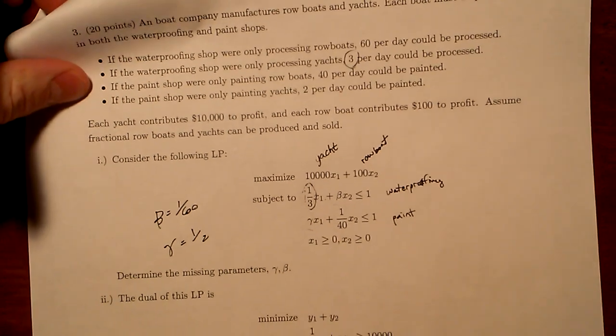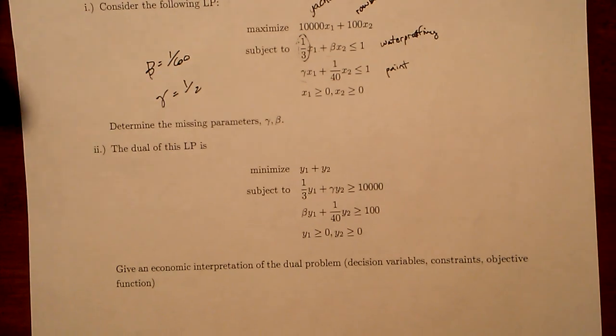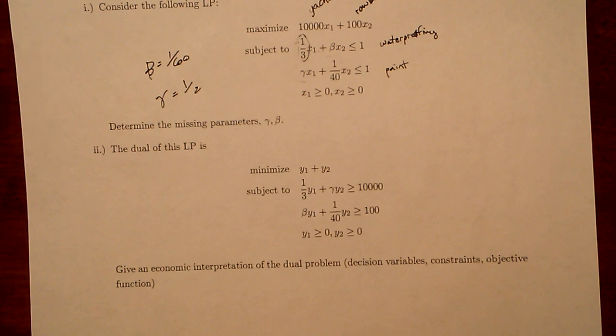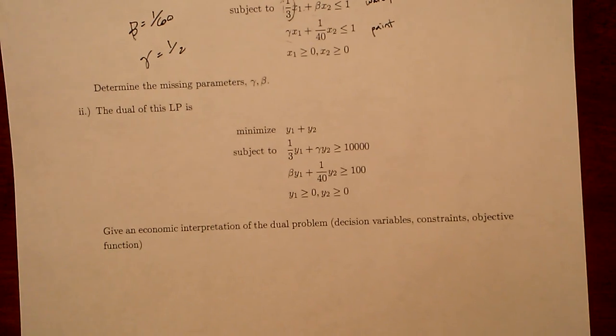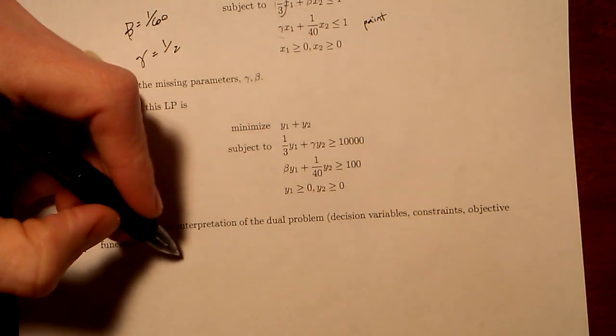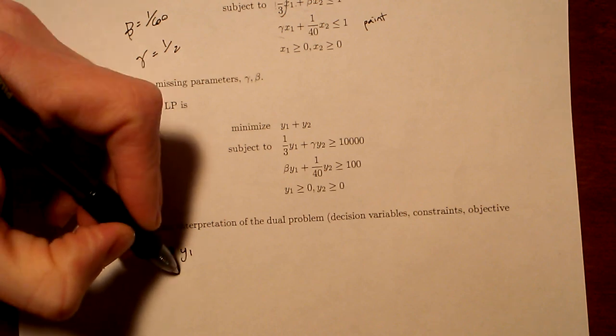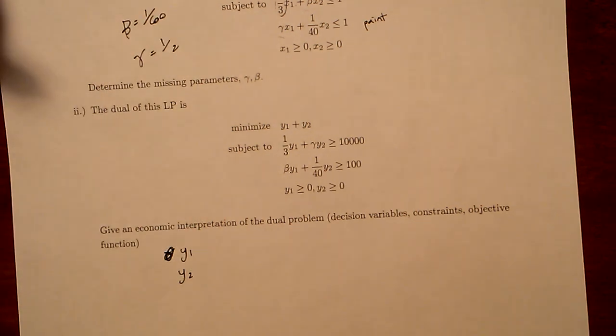The second part of this problem says, given this dual LP, give an economic interpretation of the dual problem, specifically the decision variables, the constraints, and the objective function. So a lot of people wrote paragraphs and other things, but really you could have just lined them up and knocked them off. So we had y1 and y2, those were the decision variables.